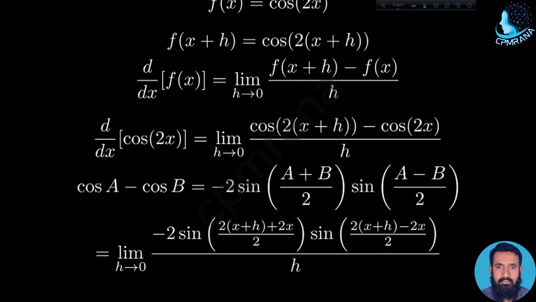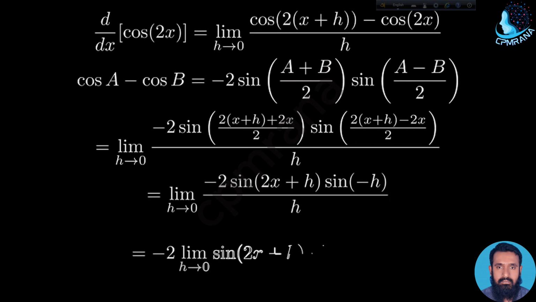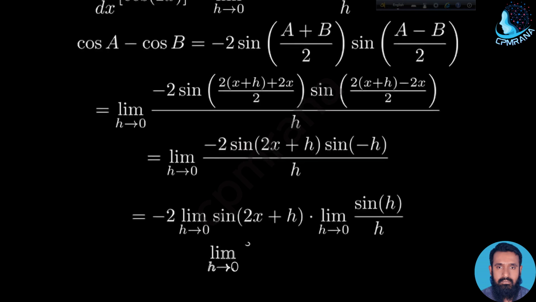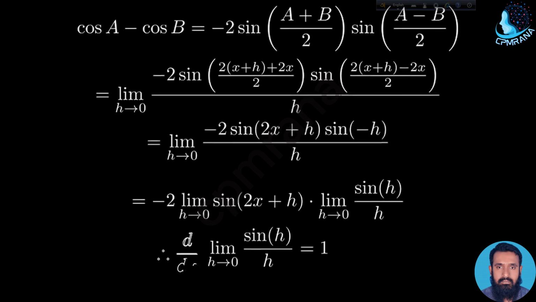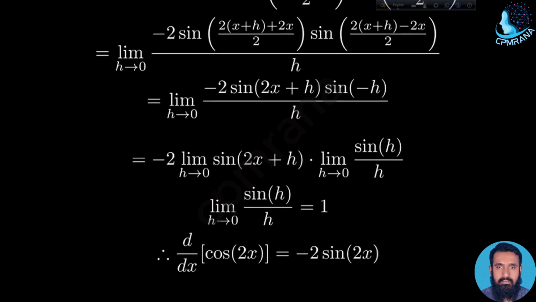Now let's simplify what's inside each sine term. In the first sine, we get 4x plus 2h over 2, which simplifies to 2x plus h. In the second sine, we get negative h. For our final steps, we know that the limit as h approaches 0 of sine h over h equals 1. And when we substitute h equals 0 into sine of 2x plus h, we get sine of 2x.